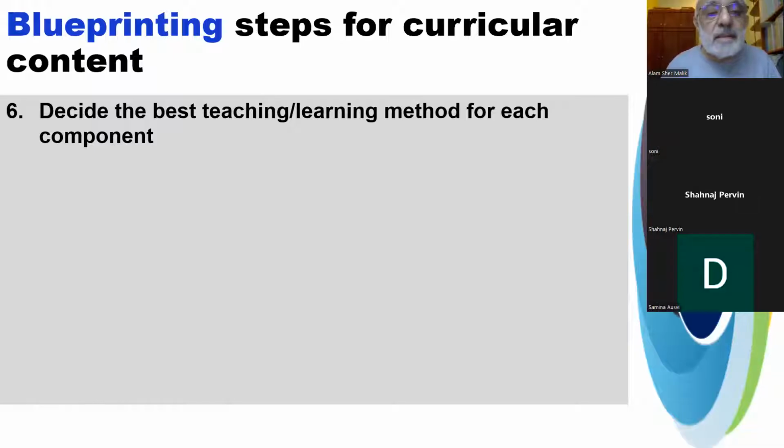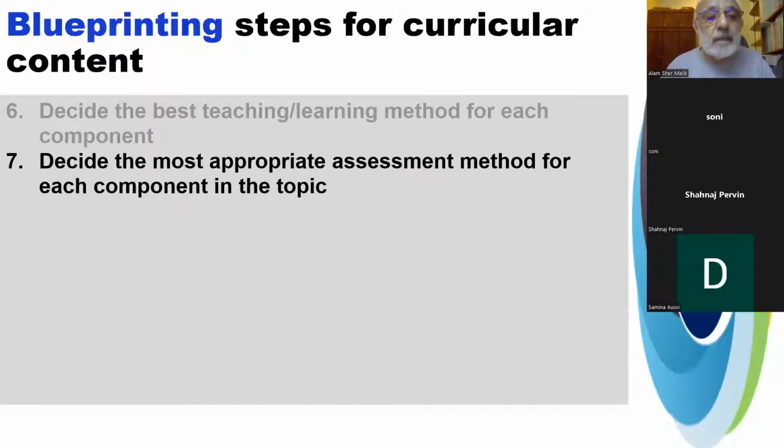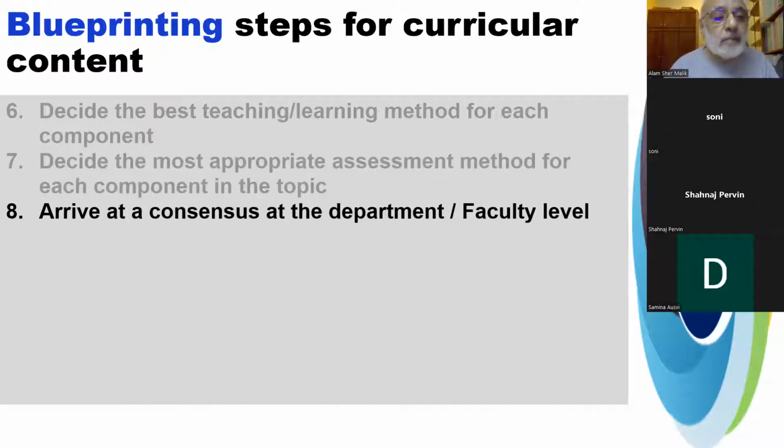Number six, decide the best teaching method for each component. Again, it would depend upon what we want to achieve. If it involves performance, like I gave the example of lumbar puncture, then of course we have to give an opportunity to students to have hands-on experience. Seven, decide the most appropriate assessment method for each component in the topic. Again, it would be based on the learning outcome.